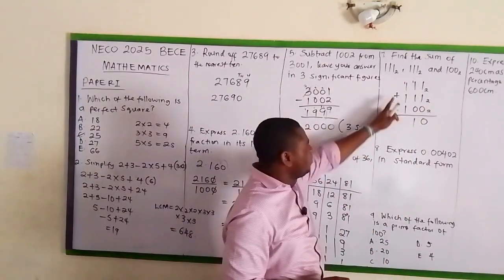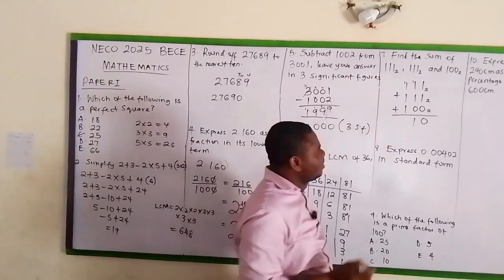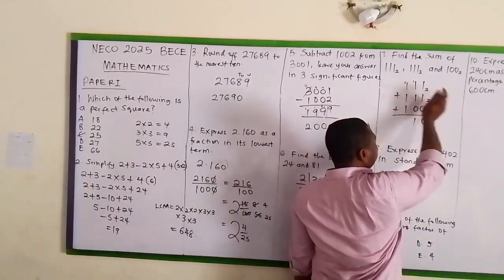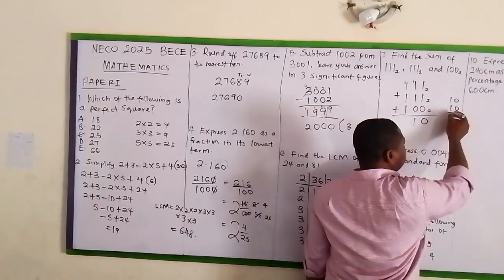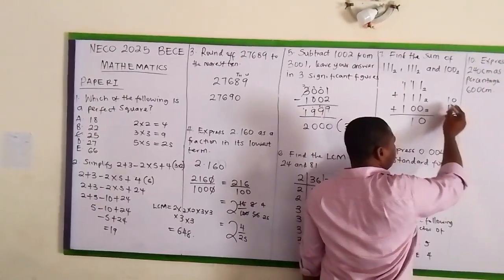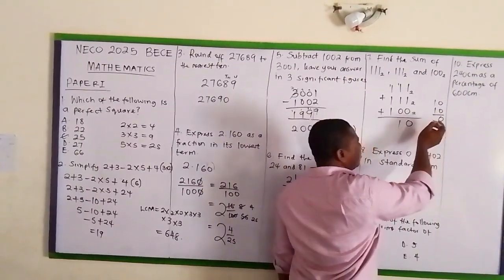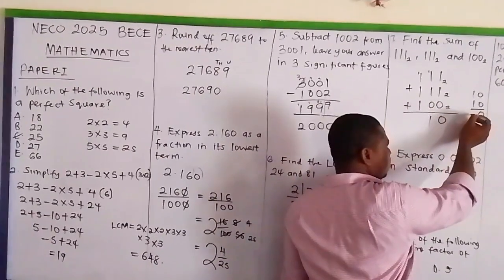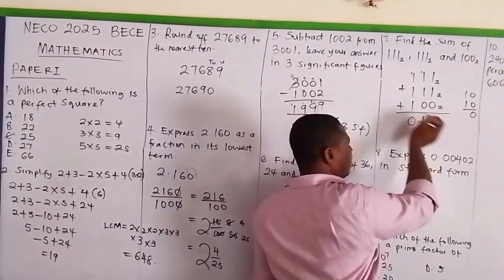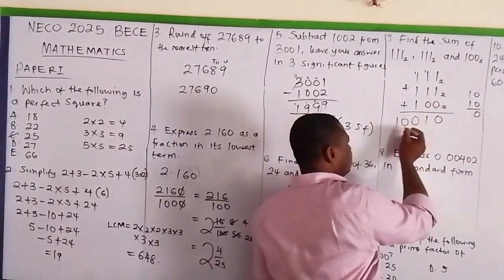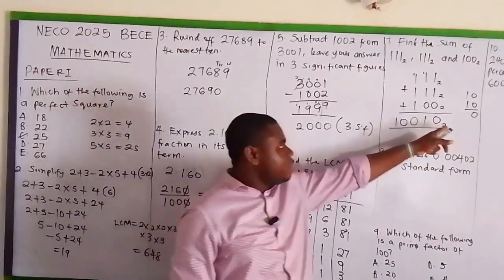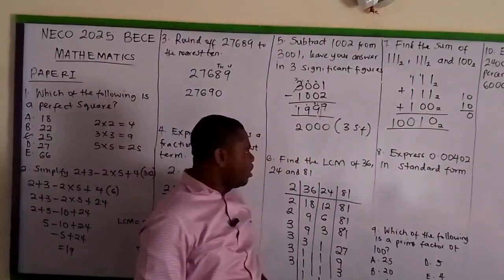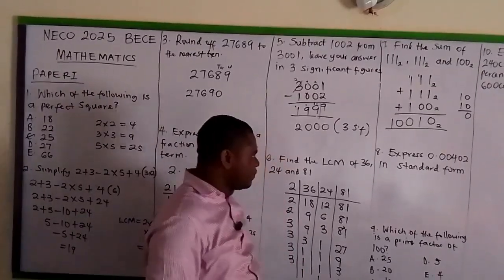So in this case now, we have different ones here. So see what I'm going to do now. 1 plus 1 is 10. 1 plus 1 is 10. So that gives me 0. 1 plus 1 is what? 10. So I have 0 and carry 1, 0. So the answer will be 10010 base 2. Alright, now let's go to question number 8.